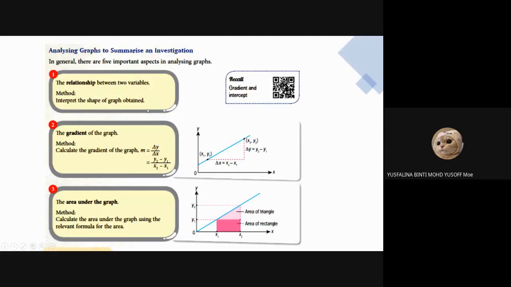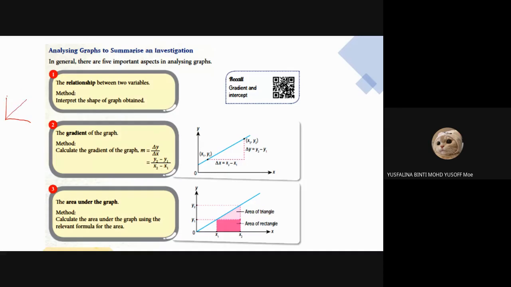This one is actually in your textbook. There is something that I need to add in this PowerPoint slide. I already taught you how to find the relationship, also the gradient, and then the area under the graph. I think you remember in Form 3, right? They give you a graph.